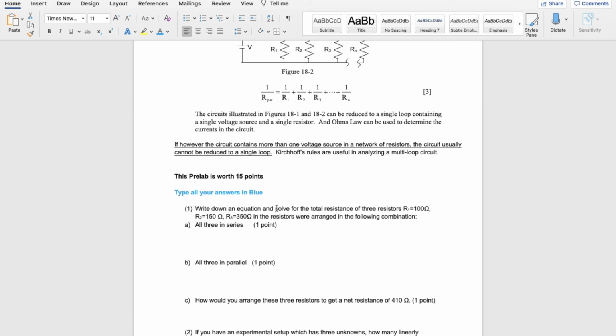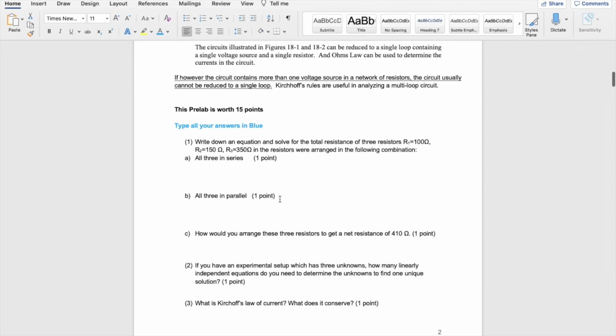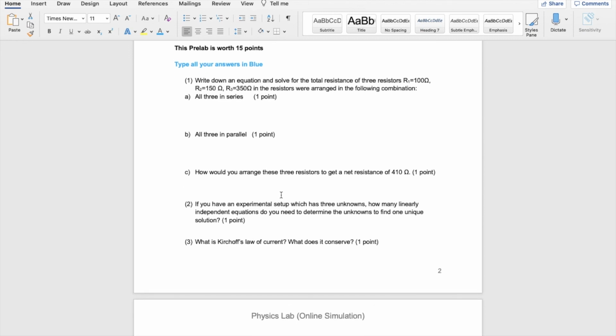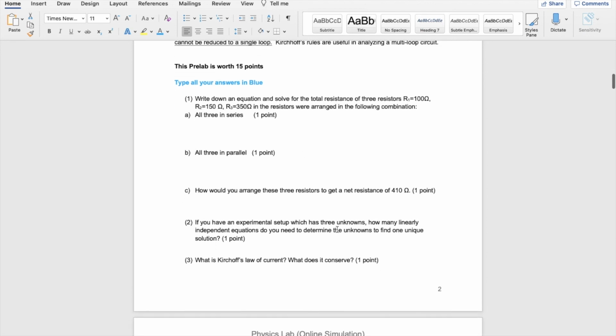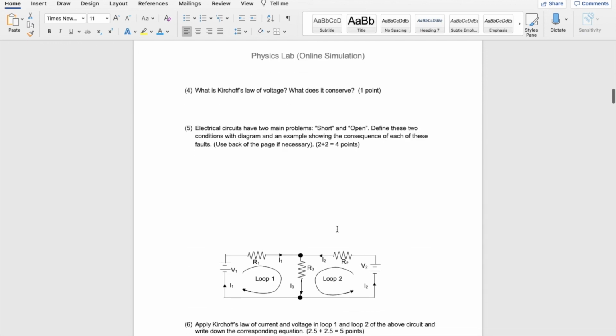As usual, please type all your answers in blue. It helps to clearly differentiate between the questions and answers itself. This pre-lab is worth 15 points, so please be careful with these pre-lab questions.